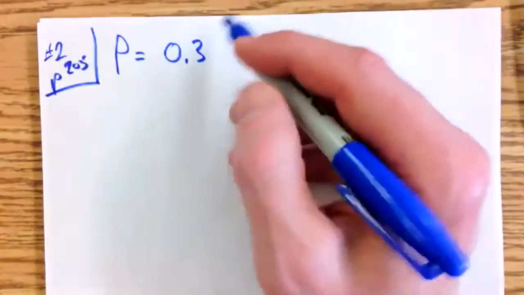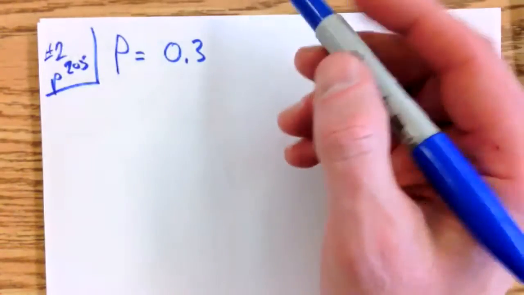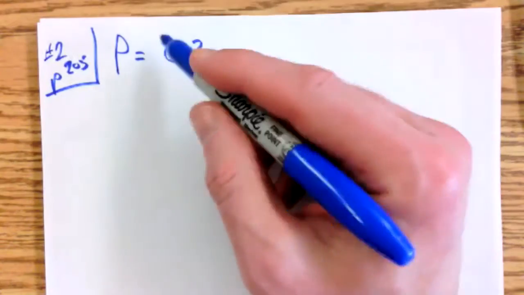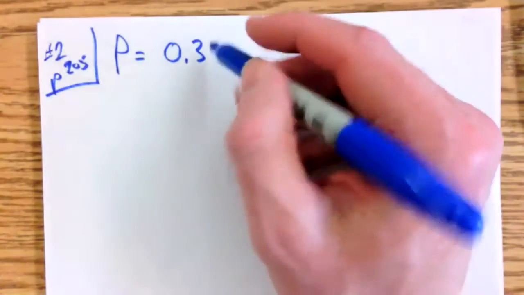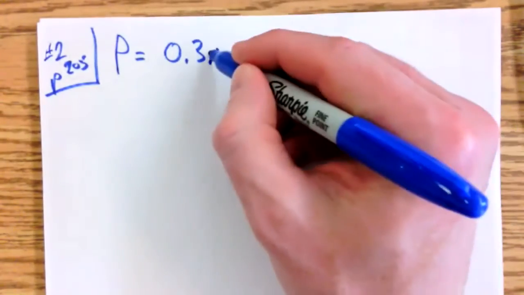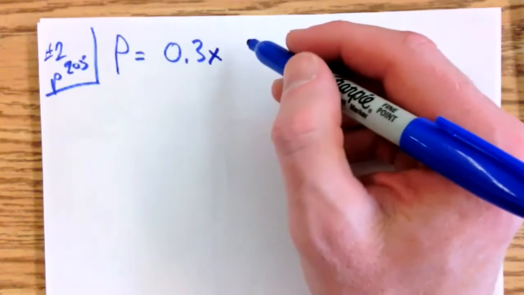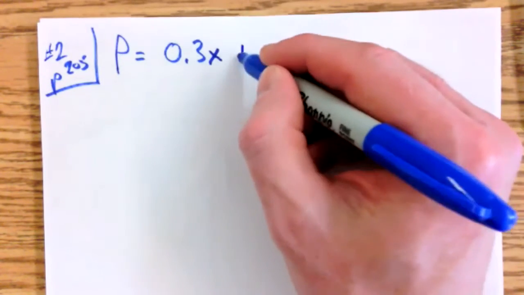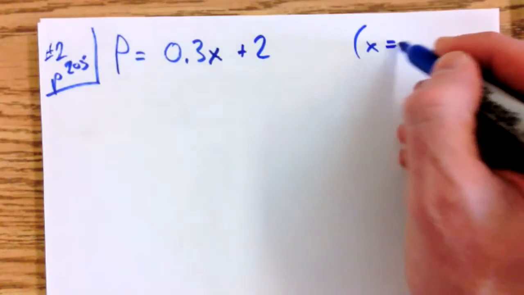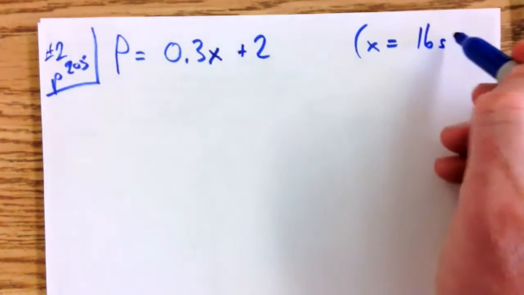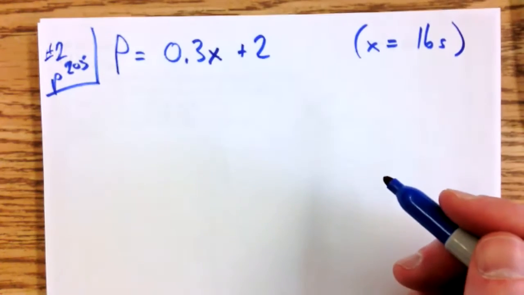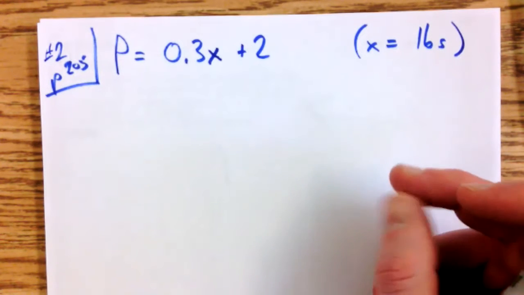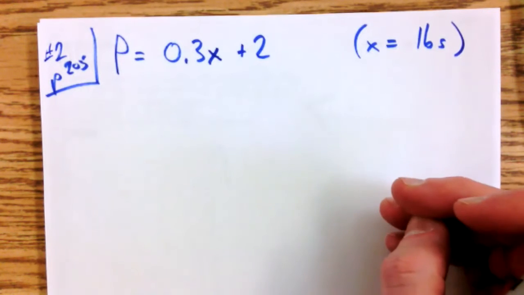So the pay is 30 cents per pound. I don't want to use a P. I don't want to use LB. So X. 30 cents per pound where X equals pounds, plus a bonus of $2. So plus 2 where X equals pounds. So that's the function. That's the rule. That's the equation. And then graph it.